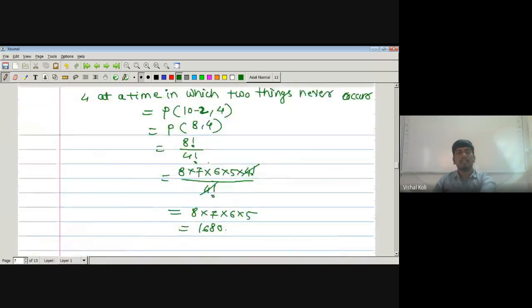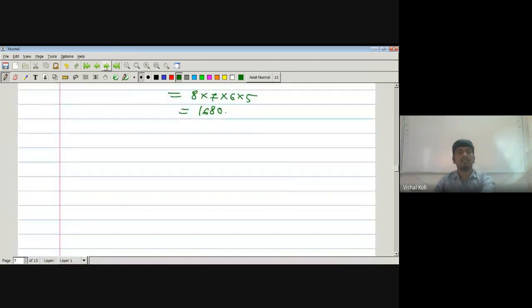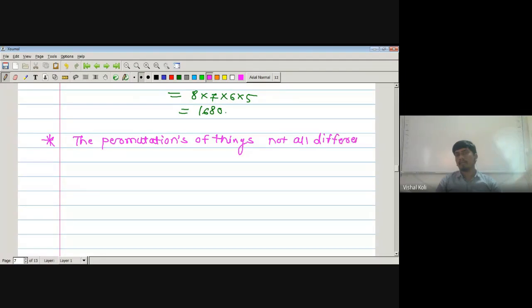Okay, now the next type of permutations is nothing but the permutations of things not all different. Okay, so see its procedure.